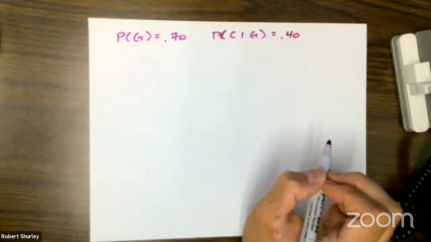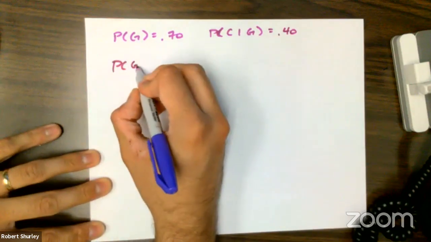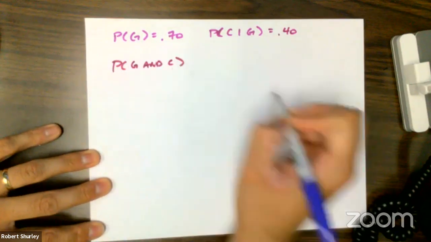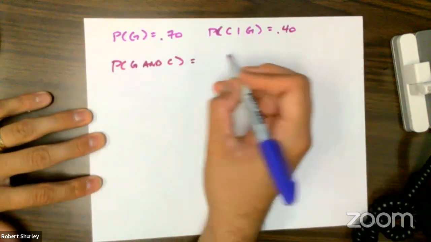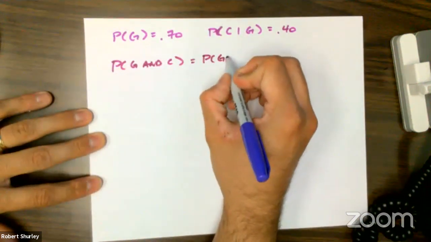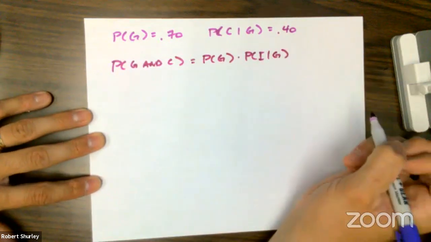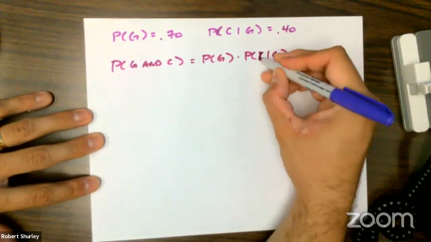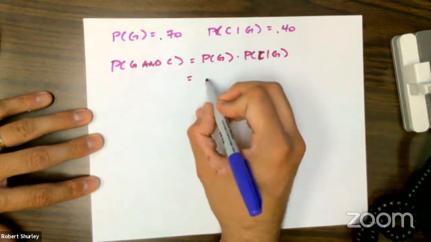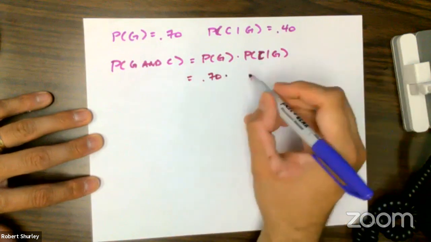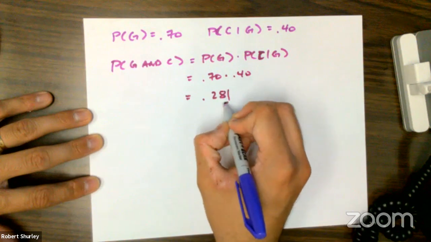Find the probability that a randomly selected high school student will attend college. So that means that they graduated and they went to college, right? And look, we just have to multiply these together. So it would be the probability that we graduated times the probability we attend college given we graduate. So 0.70 times 0.40. So 0.28.